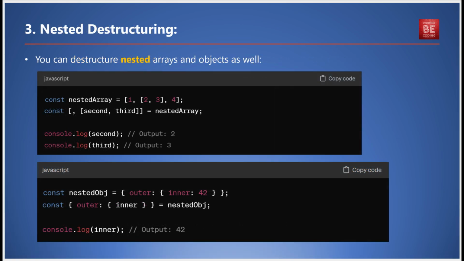Nested destructuring is another handy tool. It allows you to destructure nested arrays and objects. For a nested array like [1, [2, 3], 4], you can extract the second and third element from the nested array with const [, [a, b]] = nestedArray. Similarly, for a nested object like {outer: {inner: 42}}, you can get the inner value using const {outer: {inner}} = nestedObj.